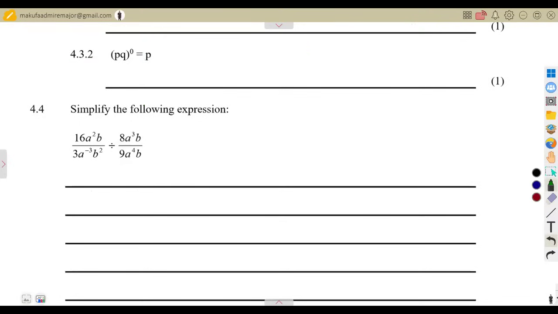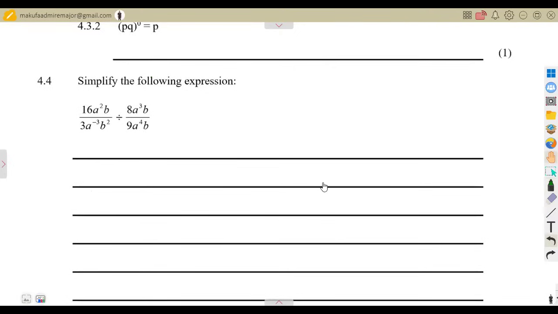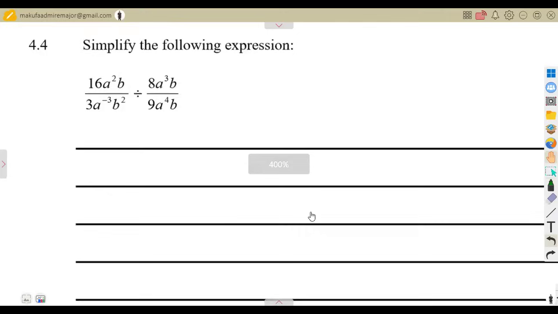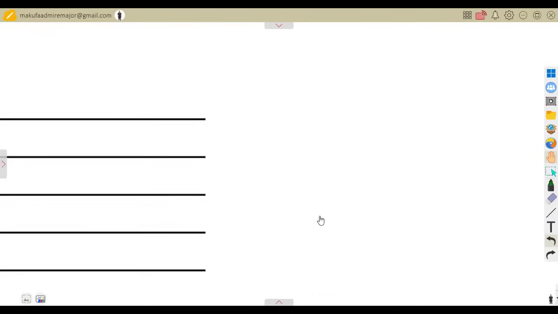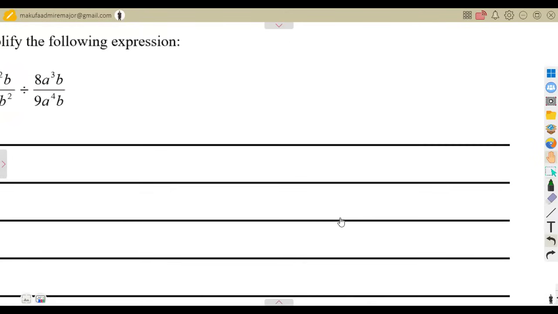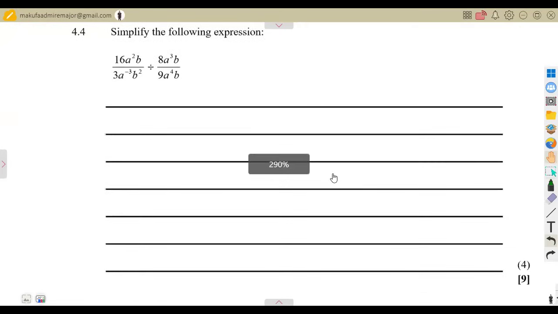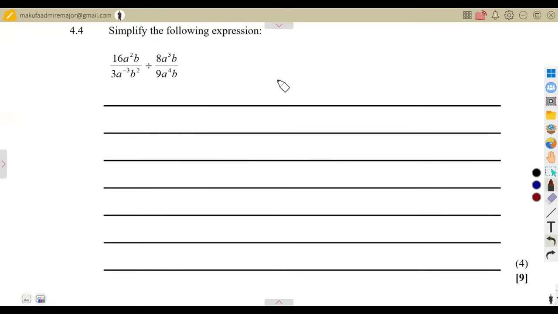Simplify the following expression. They were given to simplify this expression. That was worth 4 marks. All right. Okay. What are we having here on 4.4? This is our expression where we are given 16a to the exponent of 2. So the first thing was to introduce a multiplication. The moment you see this, introduce multiplication, then you tip over the second fraction.